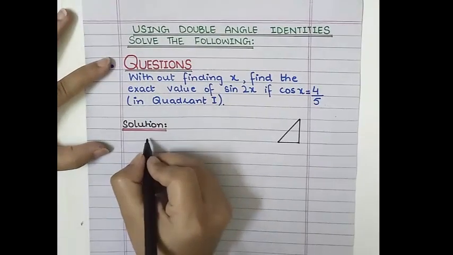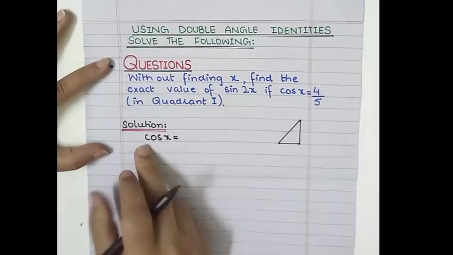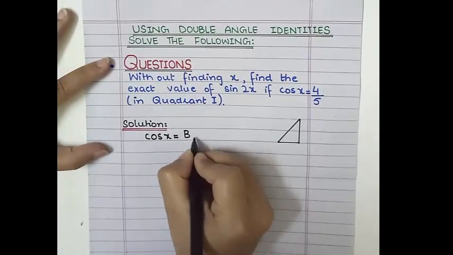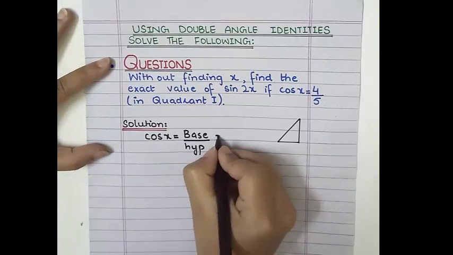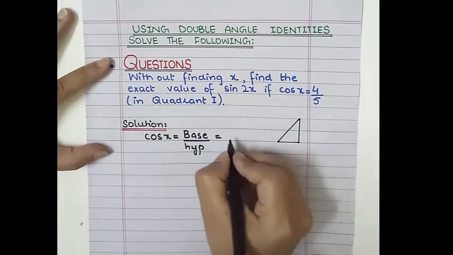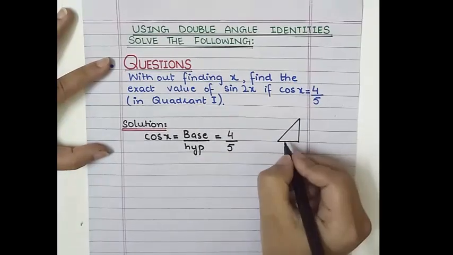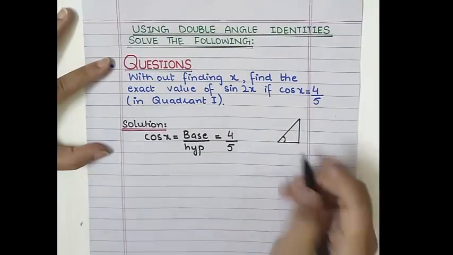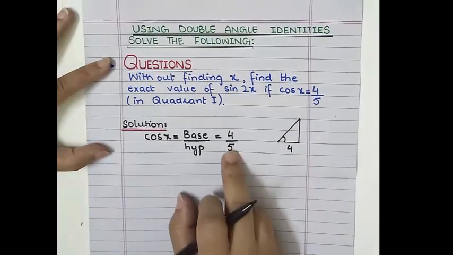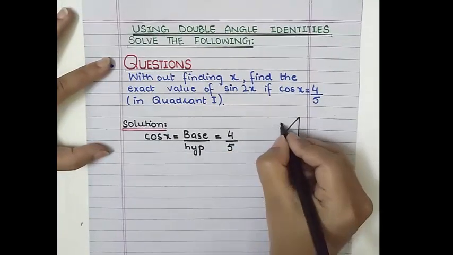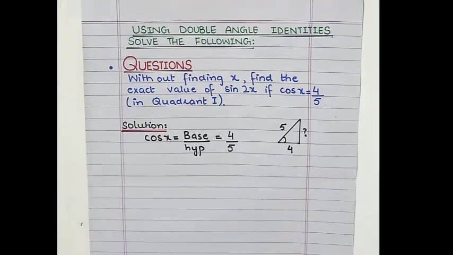So as we know, cos of an angle is equal to base over hypotenuse. So this is equal to 4 over 5. It means if this is the angle, this side is the base, which is equal to 4, and this side, the hypotenuse, is equal to 5. Now this side is not known.